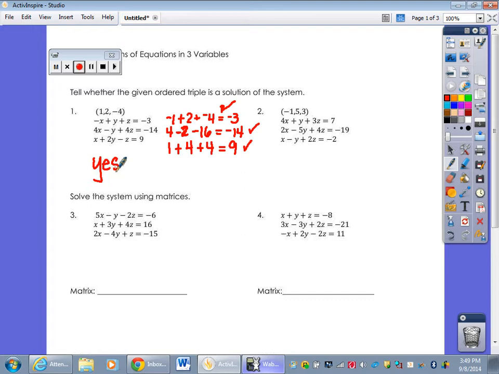For the next one, we're going to put a negative 1 in for x, a 5 in for y, and a 3 in for z. So for the first equation, 4 times negative 1 is negative 4, plus y, which is 5, plus 3 times 3, which is 9, and we're trying to see if that equals 7. Well, negative 4 plus 5 is positive 1, plus 9 is 10, so it does not work for the first one, which means we are done. We don't have to keep going. If it doesn't work for one, then it's not a solution to the system.